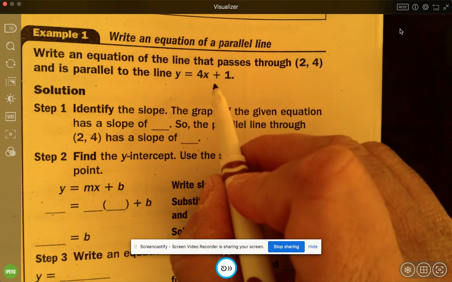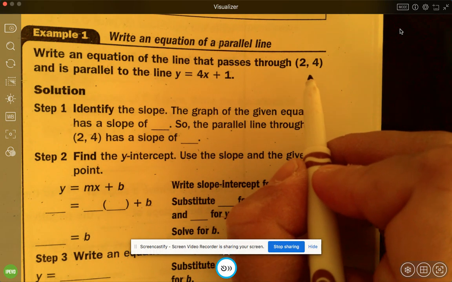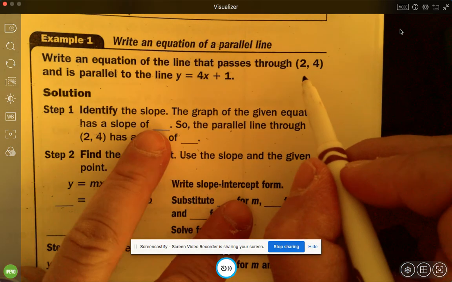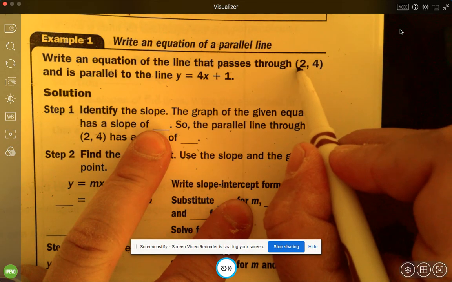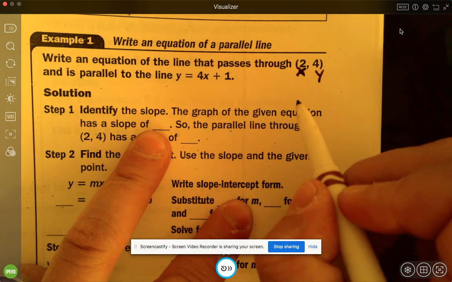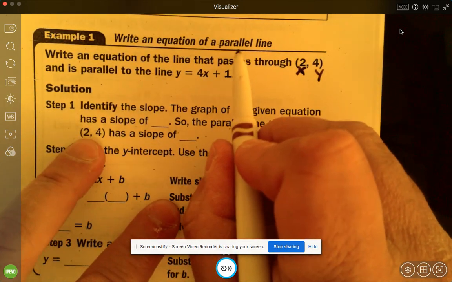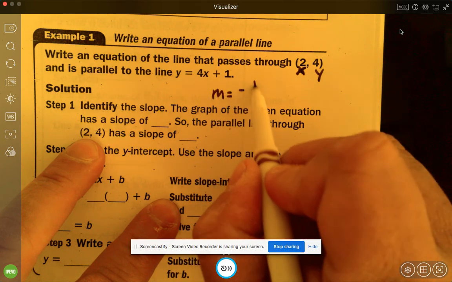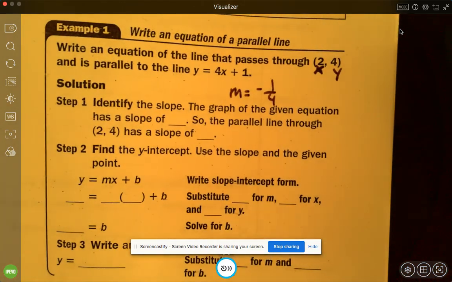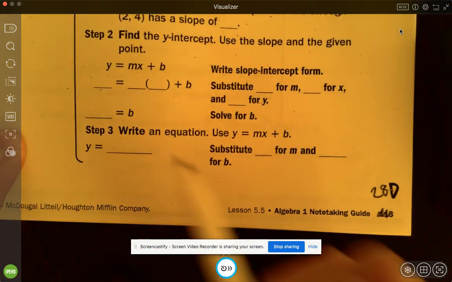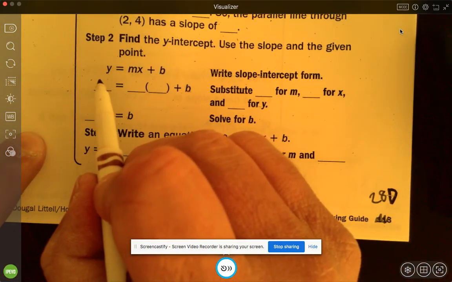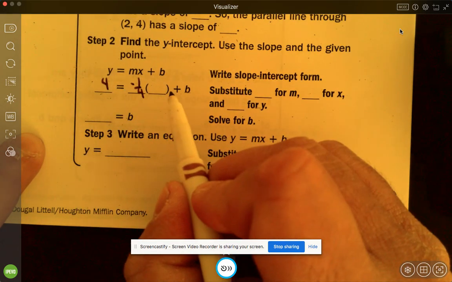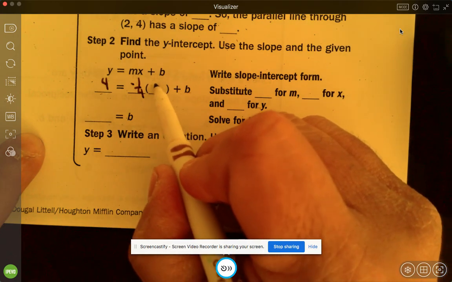So you could use point-slope to write this line, or you could use mx plus b and solve for b. So for this one, I'm going to just do the solving for b method. So I'll make this x, this y, and then our slope, what's the opposite reciprocal of 4? It's negative 1 over 4. So you can see here that's kind of what they did in this example. So I'm going to plug in everything I know. So my y is 4, my m is negative 1 over 4, and my x is 2.